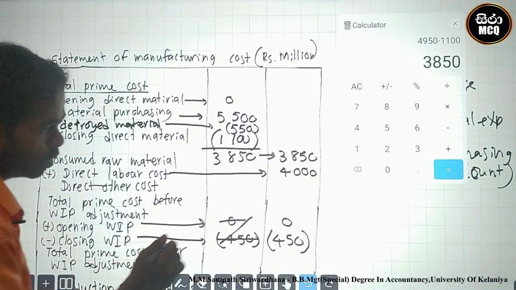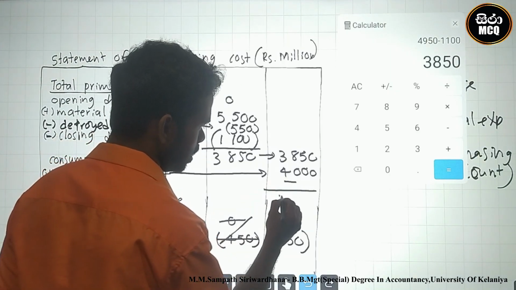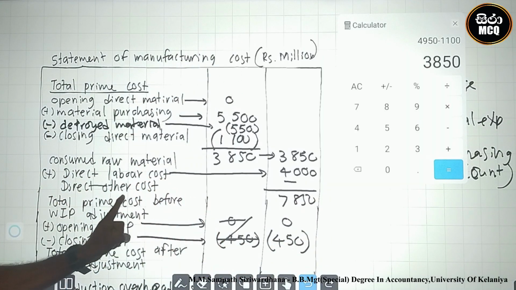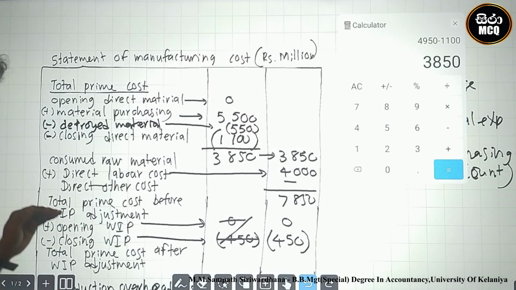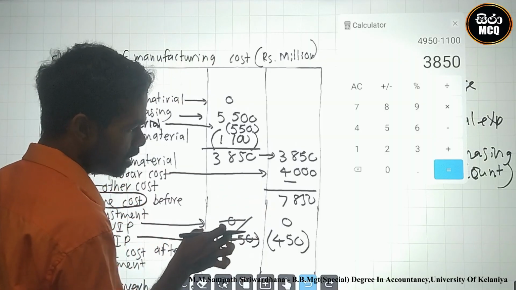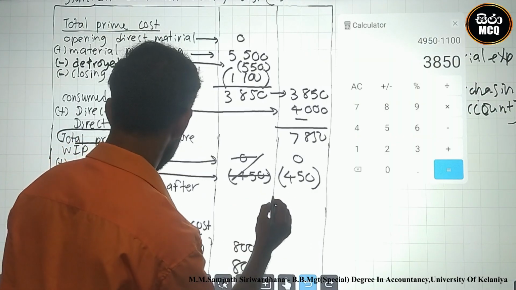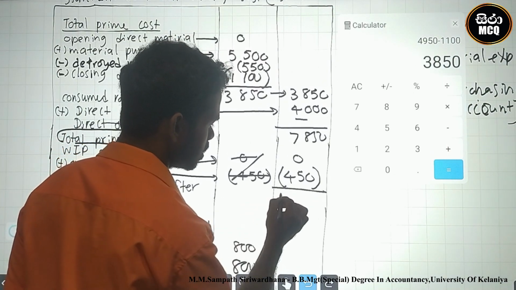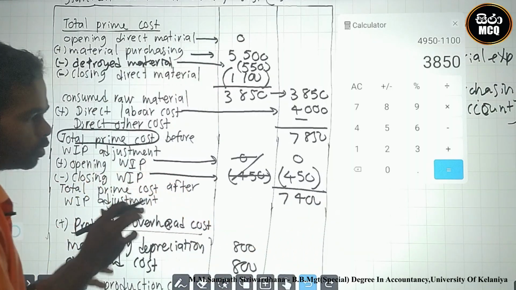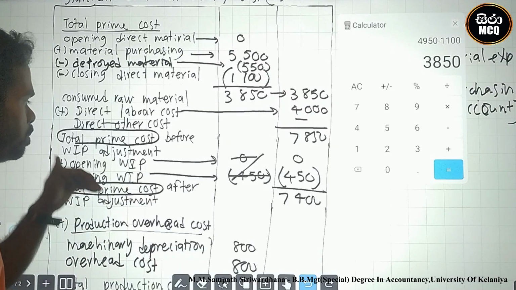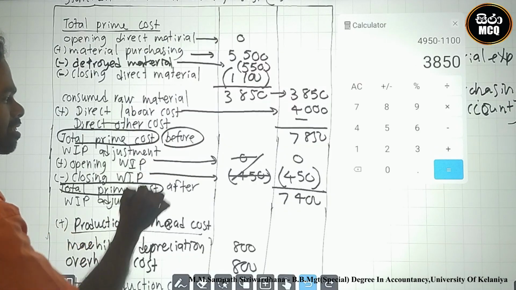The direct other cost we cannot identify. We add this, and 7,850 is the total prime cost before the work in progress adjustment. After the work in progress adjustment, we get another answer. The total prime cost after the work in progress adjustment is 7,400. There are two prime costs.